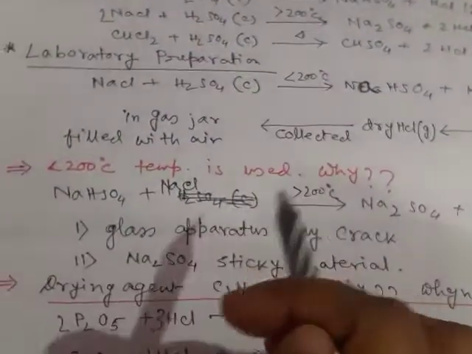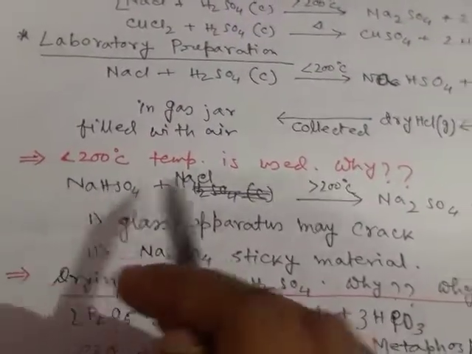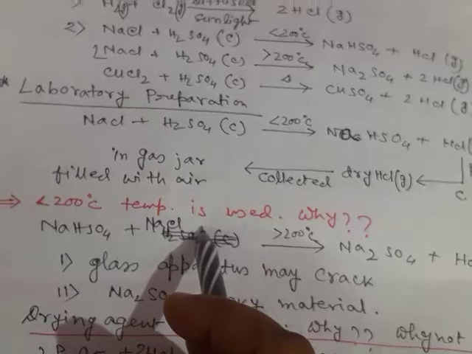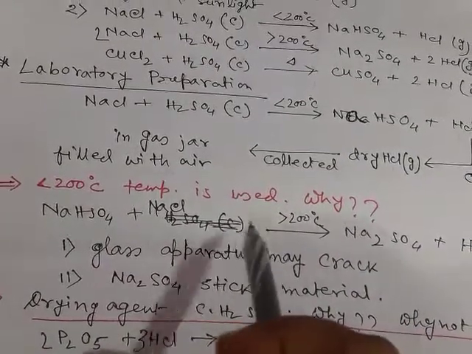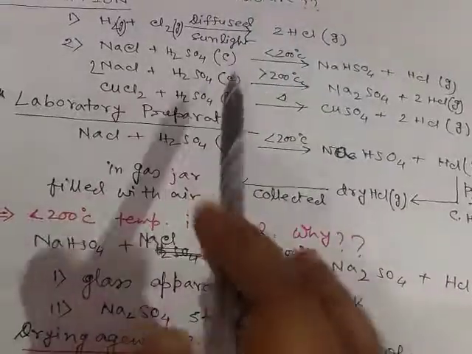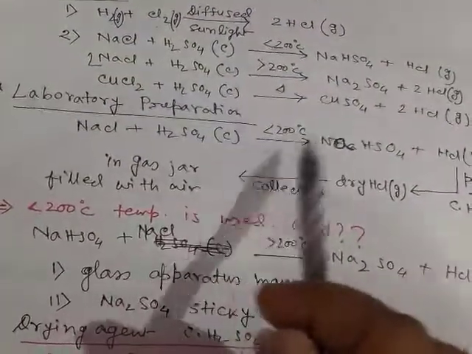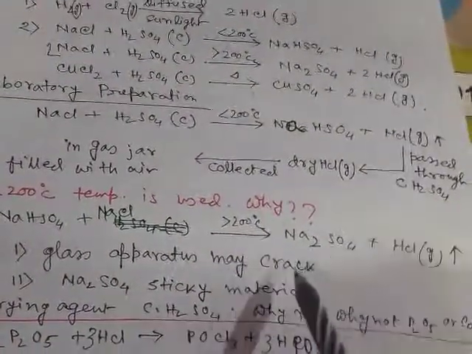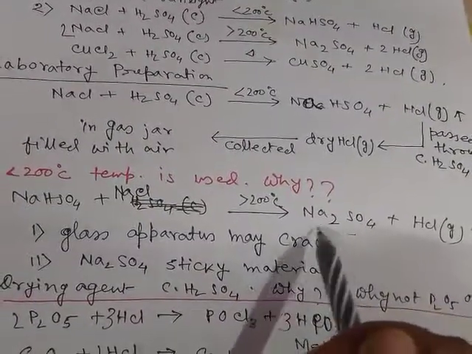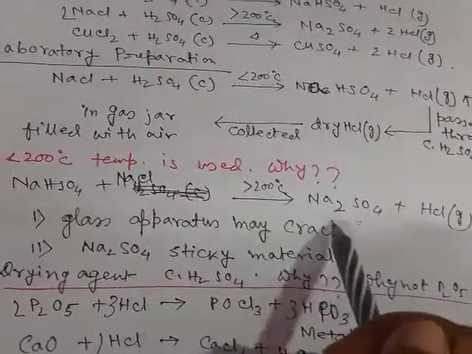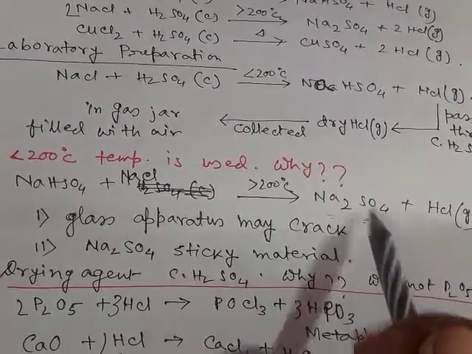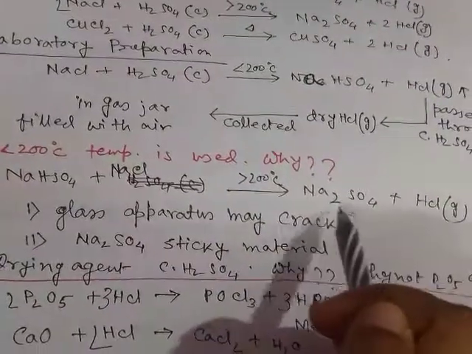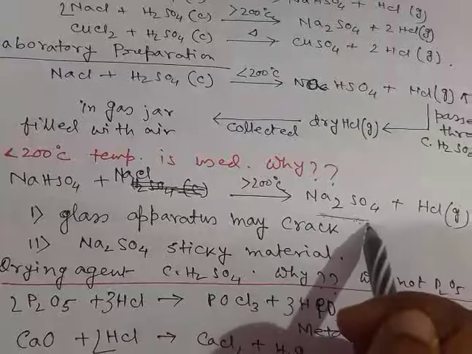Now in this method different questions arise. Number one is, why are we using a temperature of less than 200 degrees centigrade here? Because when sodium chloride and concentrated H2SO4 are heated at greater than 200 degrees, there will be formation of sodium sulfate, and this sodium sulfate is a sticky material, so it sticks inside the wall of the round bottom flask in which the reaction takes place. Then it will be difficult to remove this sodium sulfate.